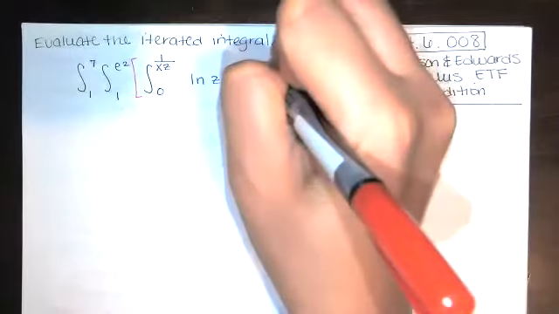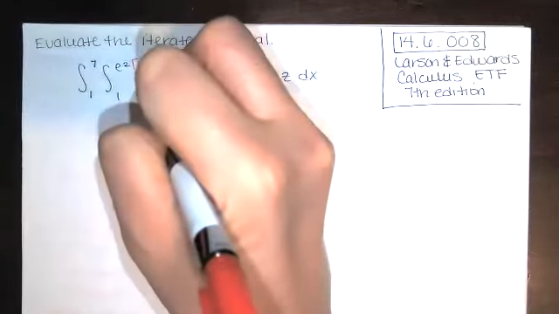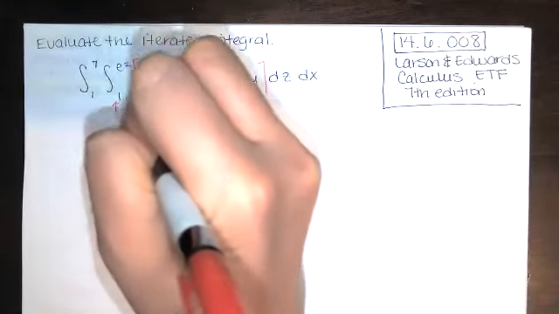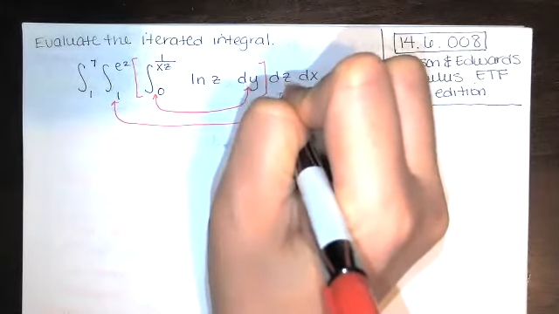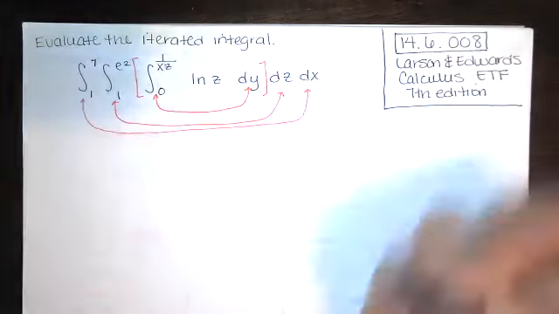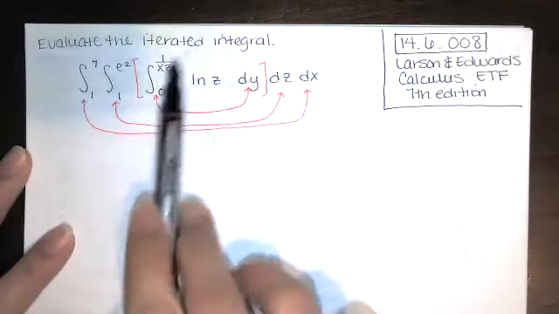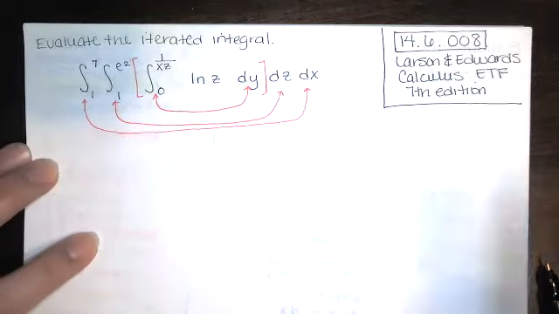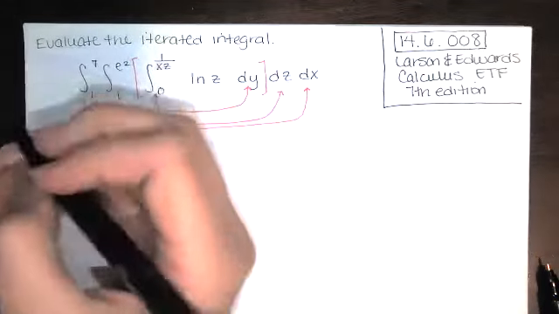Now, an important thing to remember is that the innermost bounds go with the innermost variable. And that second set of bounds goes with that second variable here, and that third set of bounds goes with the third variable. So we're going to focus on this. We're going to leave this alone and leave this alone for right now, and then we'll anti-differentiate with respect to y.